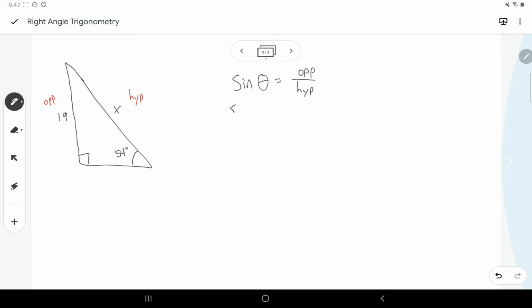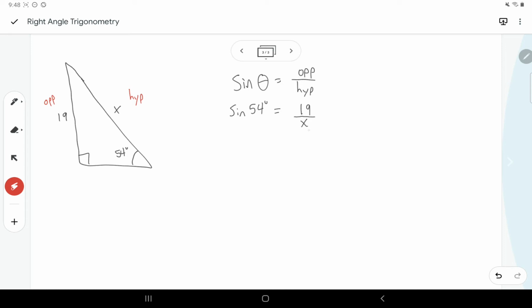Now we can start subbing things in, subbing the things we know. So sine of 54 degrees. So notice that we don't replace this entire thing with 54 degrees, just the theta. Okay, so sine of 54 degrees equals the opposite of 19 over the hypotenuse of x. Okay, so now we have an equation, and we can solve equations. We just have to do a little bit of math here.